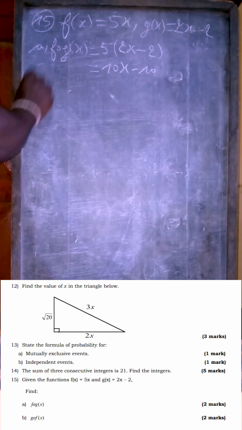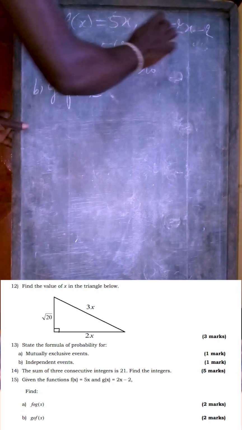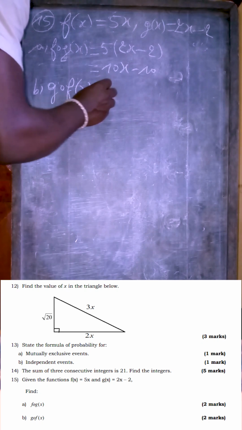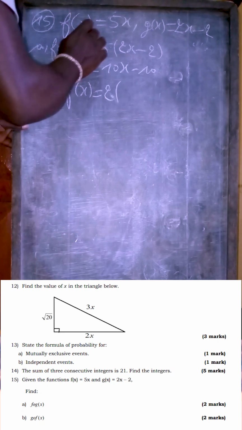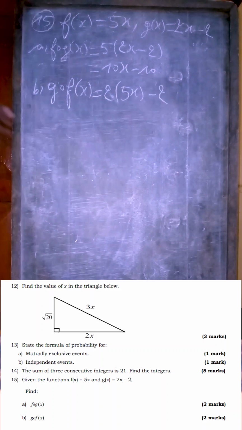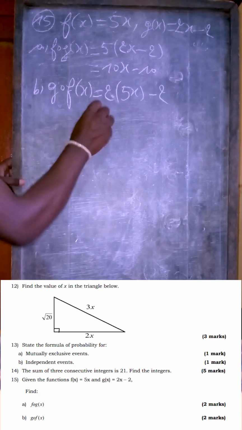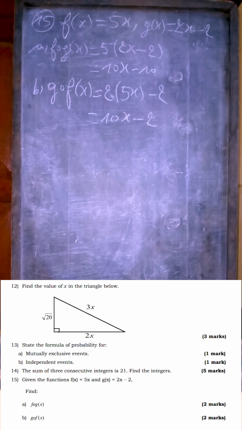Part B: g of f of x. It will be g of x, which is 2 times, where the x is the value of f of x, which is 5x, then minus 2. For g of x, we have to take g, and where there is x it must be replaced by the function f of x. And then it will be 10x minus 2.